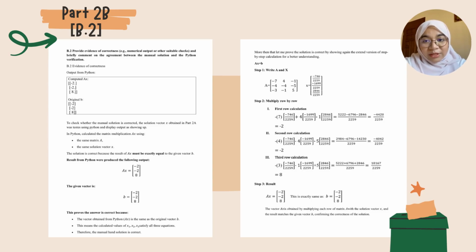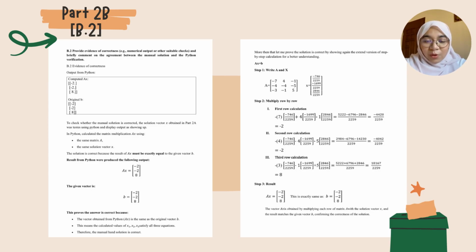For the first row, I multiply each element of the first row of A with the corresponding element of X and then add the results. This simplifies to negative 2. For the second row, I repeat the same process. After simplifying the fraction, the result is again negative 2. For the third row, I multiply the third row of A with the vector X. After simplification, the result is 8.